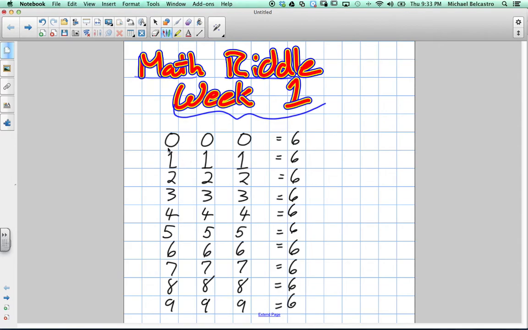So this riddle was given to me by a student, and the idea is you have the numbers 0 through 9. In each of the rows, we have to somehow manipulate so that they're equal to 6. And you can only use math symbols to do this.